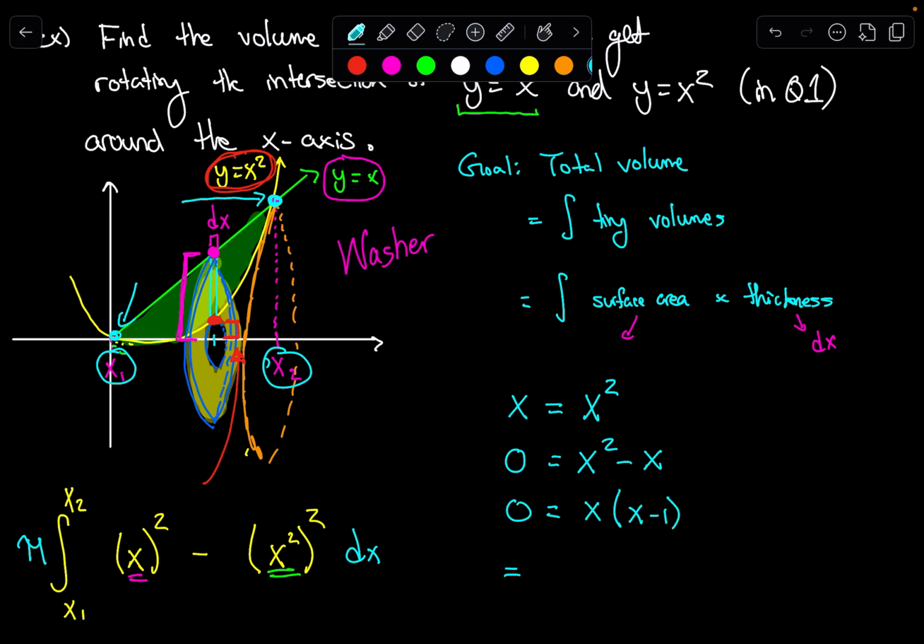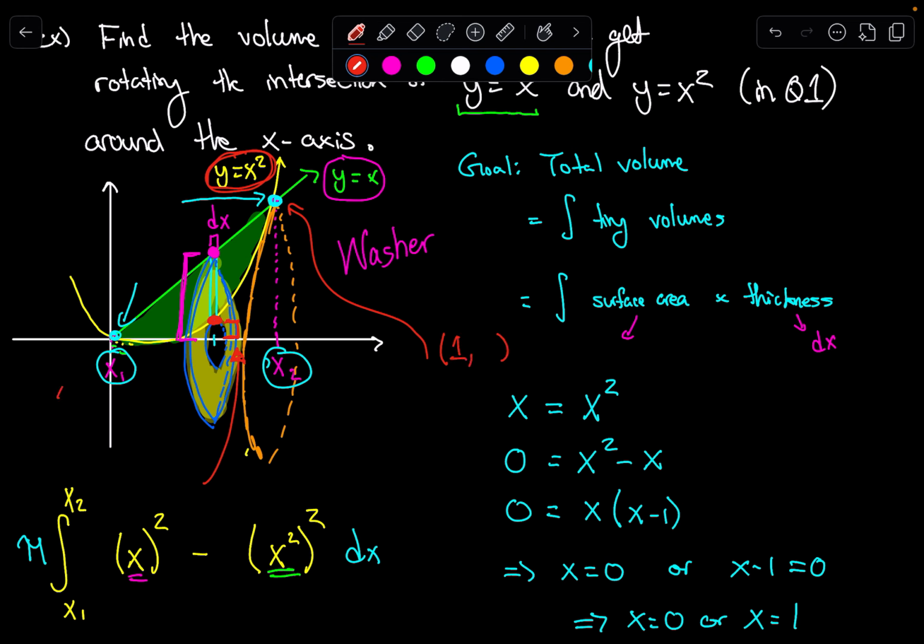And last time I checked, this means that either x is equal to 0 or x minus 1 is equal to 0, and that gives me that x has to equal 0 or x has to equal 1. And so that means that this coordinate up here has an x value of 1, and this coordinate over here has an x value of 0. And so our bounds are going to go from 0 to 1 like so, and then we'd be done. Life is good, hunky-dory. This is going to do it for us.